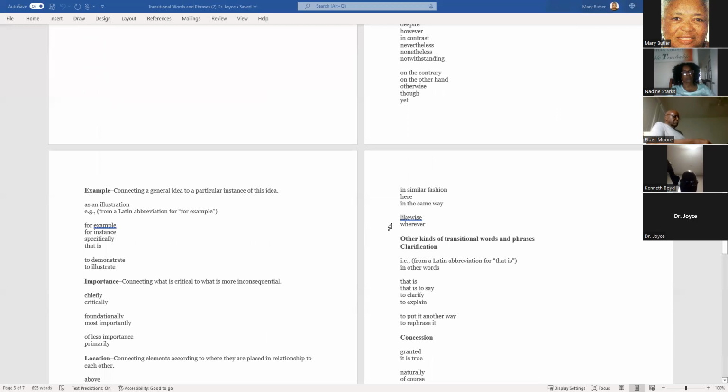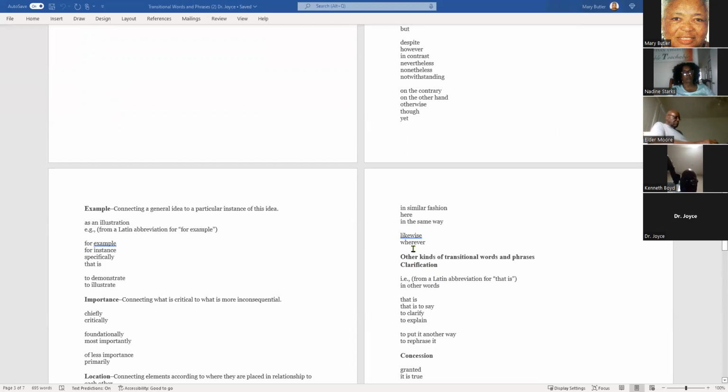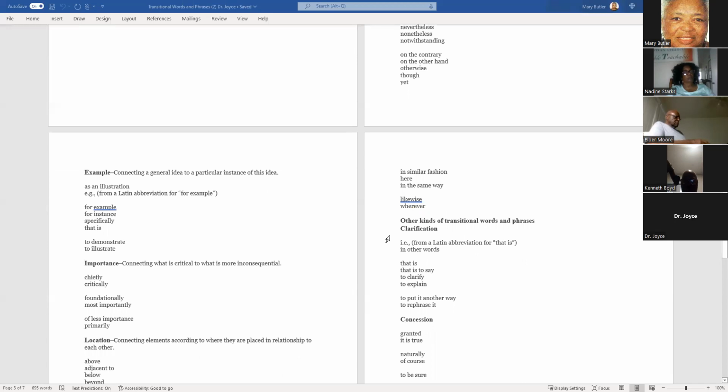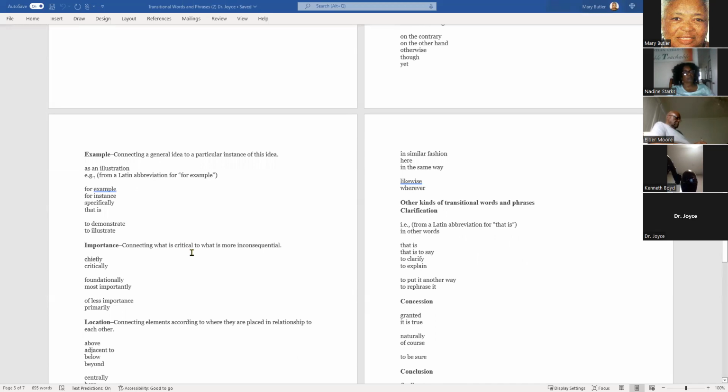Like here in this lower left quadrant of the screen, it says connecting a general idea to a particular instance of this idea. So as an illustration, from a Latin abbreviation, for example, okay? For example, for instance, specifically, that is. So Dr. Butler was speaking on burnout. For example, pastors are overworked, okay? That is an example of what causes burnout. Then you can say specifically, when they are preaching for long periods of time, this can be a product of burnout. So you're picking and choosing these words.